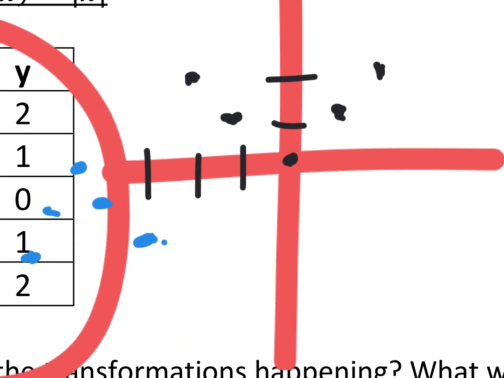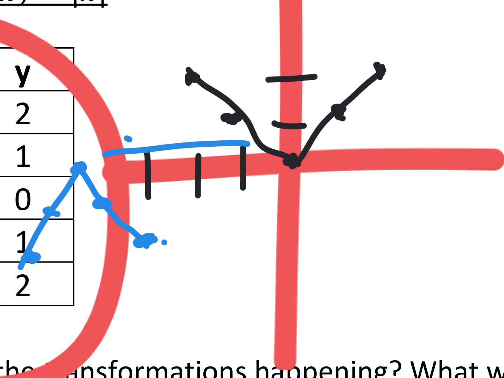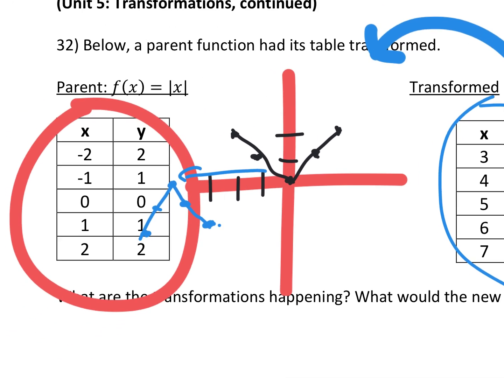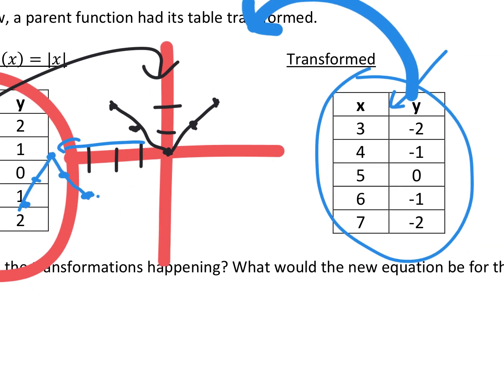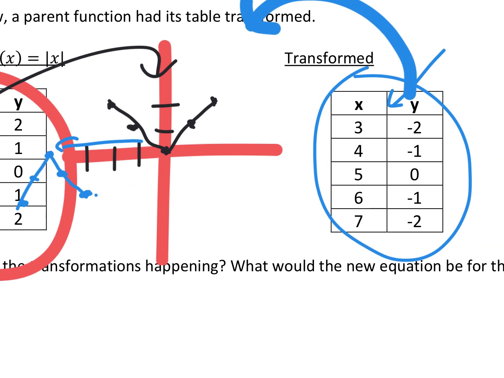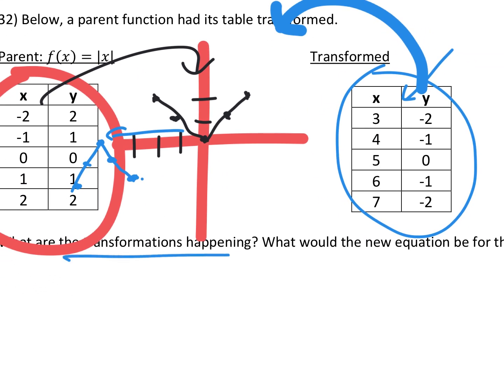So do you see that the original one's a V-shape that looks like this, and the second one is a V-shape that looks like that? Do you get that it's been moved to the left and it's been flipped over? So you got to be able to analyze the two graphs. The first one was this V-shape, the normal absolute value. The second one has been changed. So they ask what transformations are happening. Well, it moved left for sure. Okay.